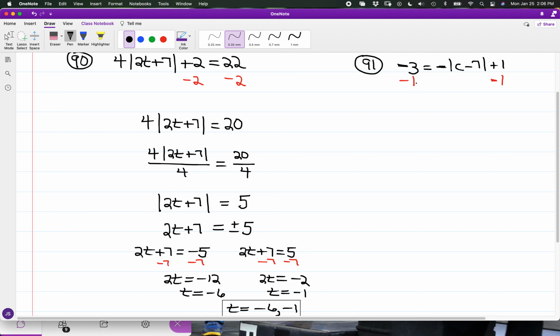Now, in number 91, taking 1 away from both sides, you have negative 4 is equal to the negative of the absolute value of c minus 7. And what I can do here, now I have a negative constant, but if you notice, we have a negative in front of the absolute value of c minus 7. So I can remove this negative, and I can either multiply or divide the equation by negative 1.